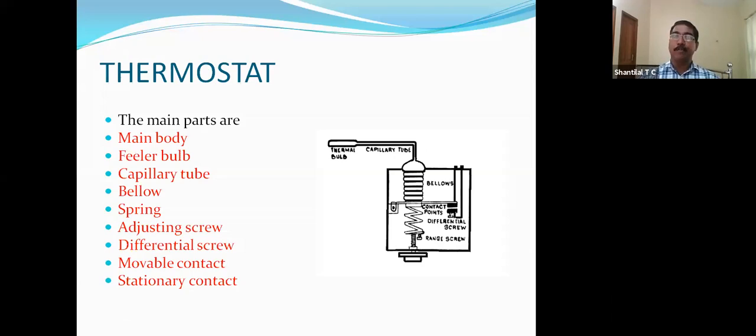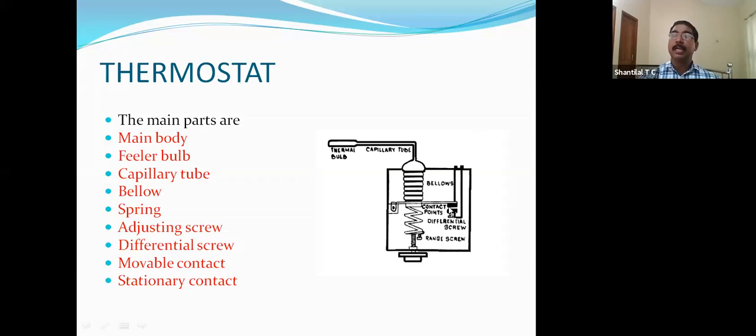If you wish to increase or decrease this range, that means minus 10 changes to minus 12, or minus 5 changes to minus 3. So now the change is there. Initially the range is minus 10 cut out and minus 5 cut in. If you wish to change cut-in and cut-out, turn the differential screw in the clockwise or anti-clockwise direction.